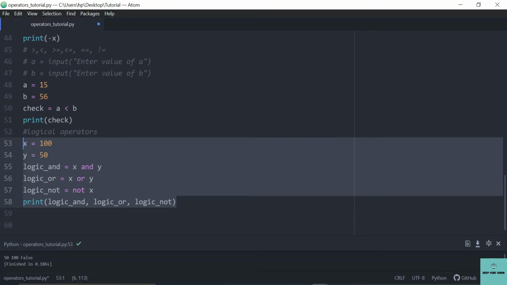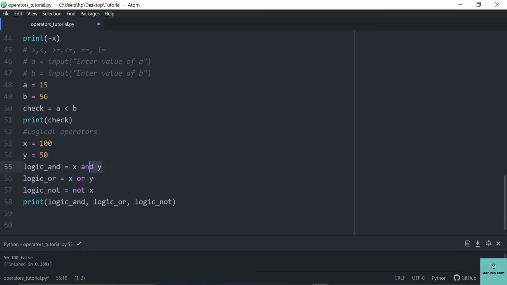So logic and, what it does is it checks the value of both x and y and returns the positive value or the second value. If both are greater than 1, so both are true, it returns the least positive value, which is 50, or the second operand. And x or y returns 100 and not x returns false. So essentially anything above 1 is true, and anything below 1, which is 0, is false.